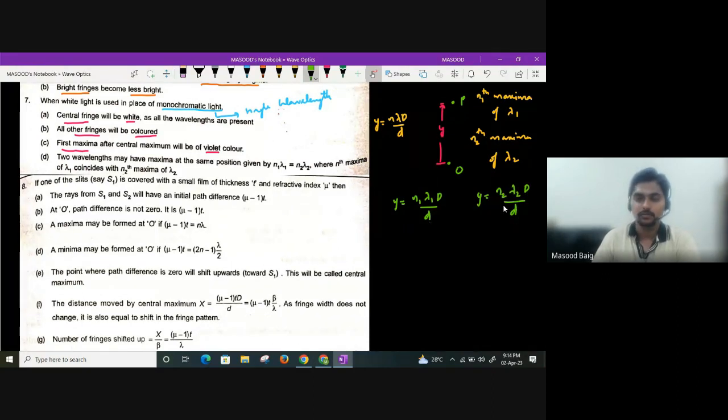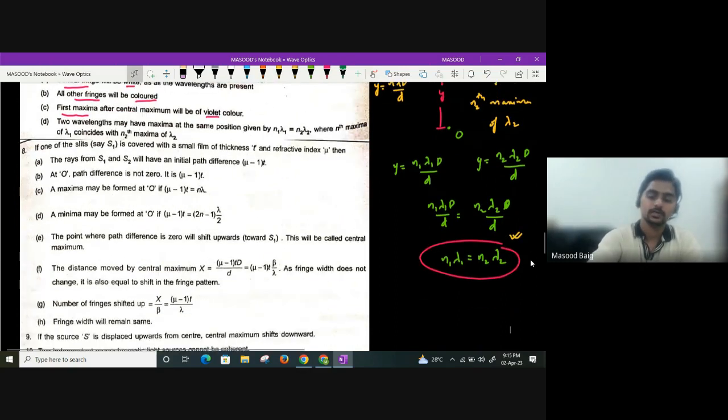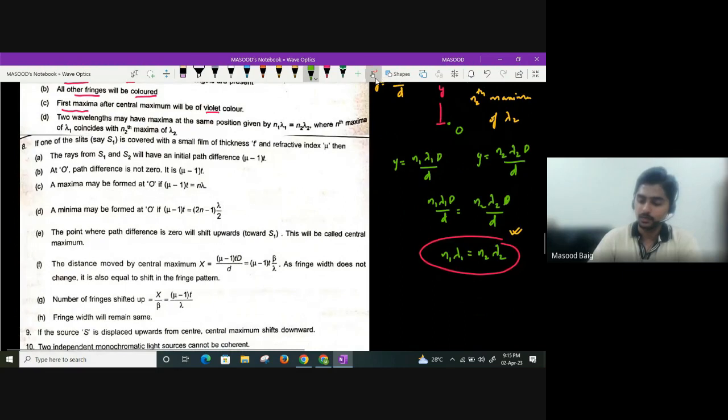You see, the left-hand sides of both the equations are the same. Can I equate the right-hand sides or not? Yes, I can equate the right-hand sides. This is a very, very important concept, guys, because previously twice you have got questions from this. n1 lambda 1 will be equal to n2 lambda 2. Right? So we can write n1 by n2 as lambda 2 divided by lambda 1.